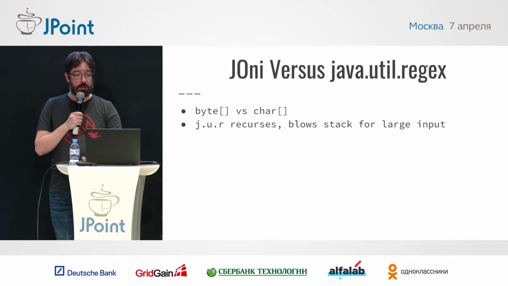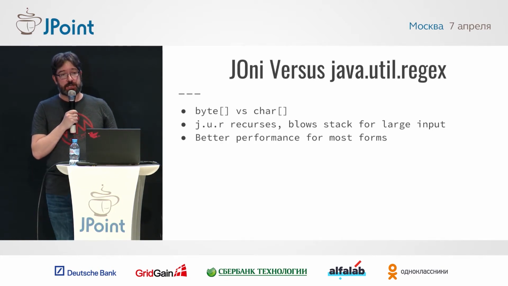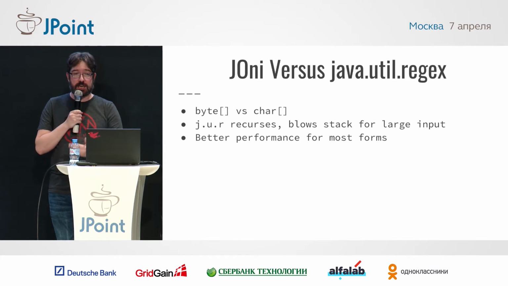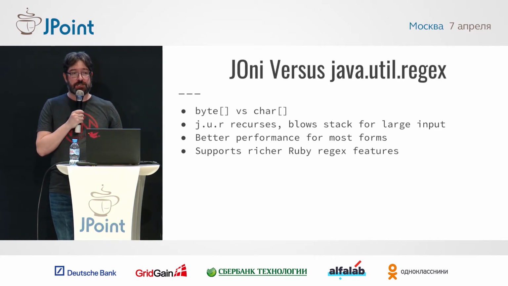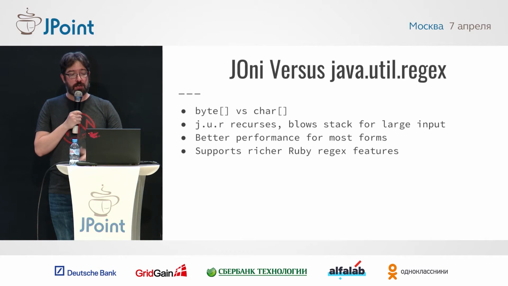Joni generally has better performance than java.util.regex. The implementation there has not really been updated in many years, and this is a much newer, modern implementation of a regular expression engine. And of course, like I mentioned, it has different grammars. There's richer regular expression features, things that you might find useful that you can actually use with Joni, that you can't get out of java.util.regex.